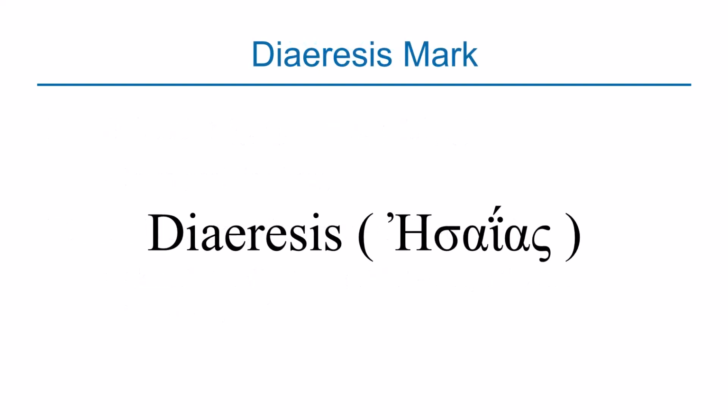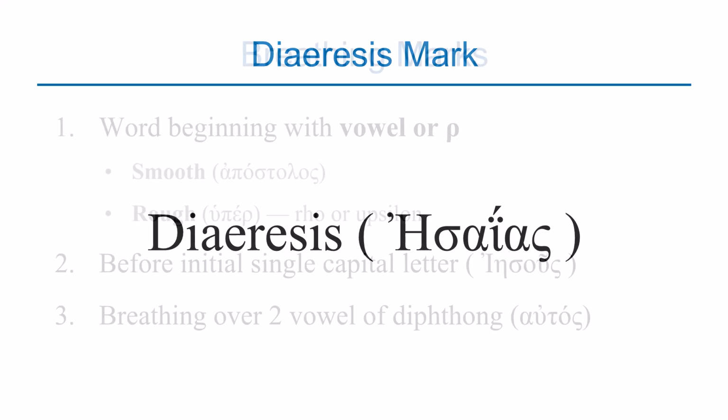Another example is Haizias. Instead of pronouncing it as Hasias, with the alpha and the iota making one sound, as you can see, you have two dots on top of iota, and so the sound changes from Hasias to Hasaias. That iota remains a separate sound, Hasaias. So this is what diaresis marks are for. They cancel the diphthong effect. Instead of pronouncing two vowels as one sound, the two vowels are pronounced as separate sounds.